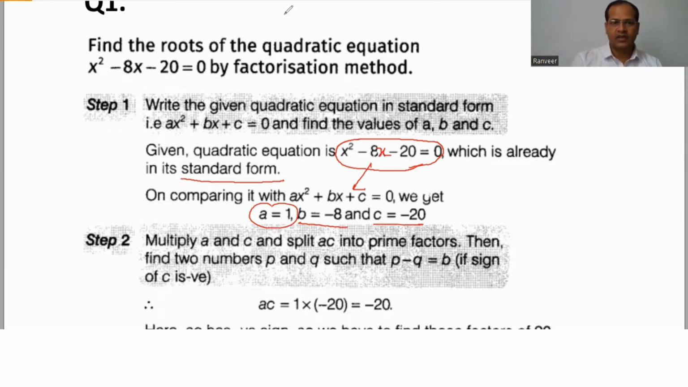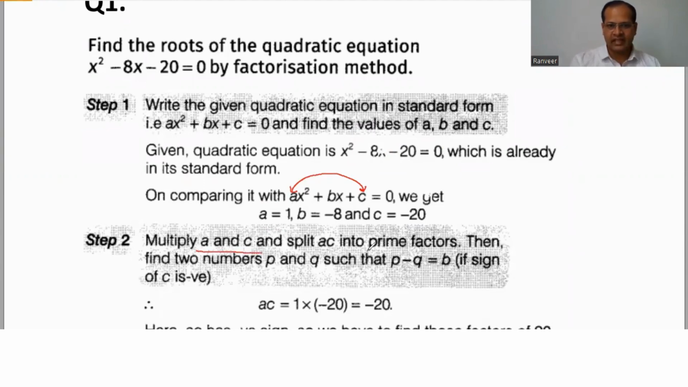Now, second step. For the extreme coefficients, a and c, just multiply a and c and split the ac into prime factors. Then we have to find two numbers p and q so that p minus q equals b if the sign of c is negative. Now ac is 1 into minus 20, so this is coming to minus 20. This is the second step.